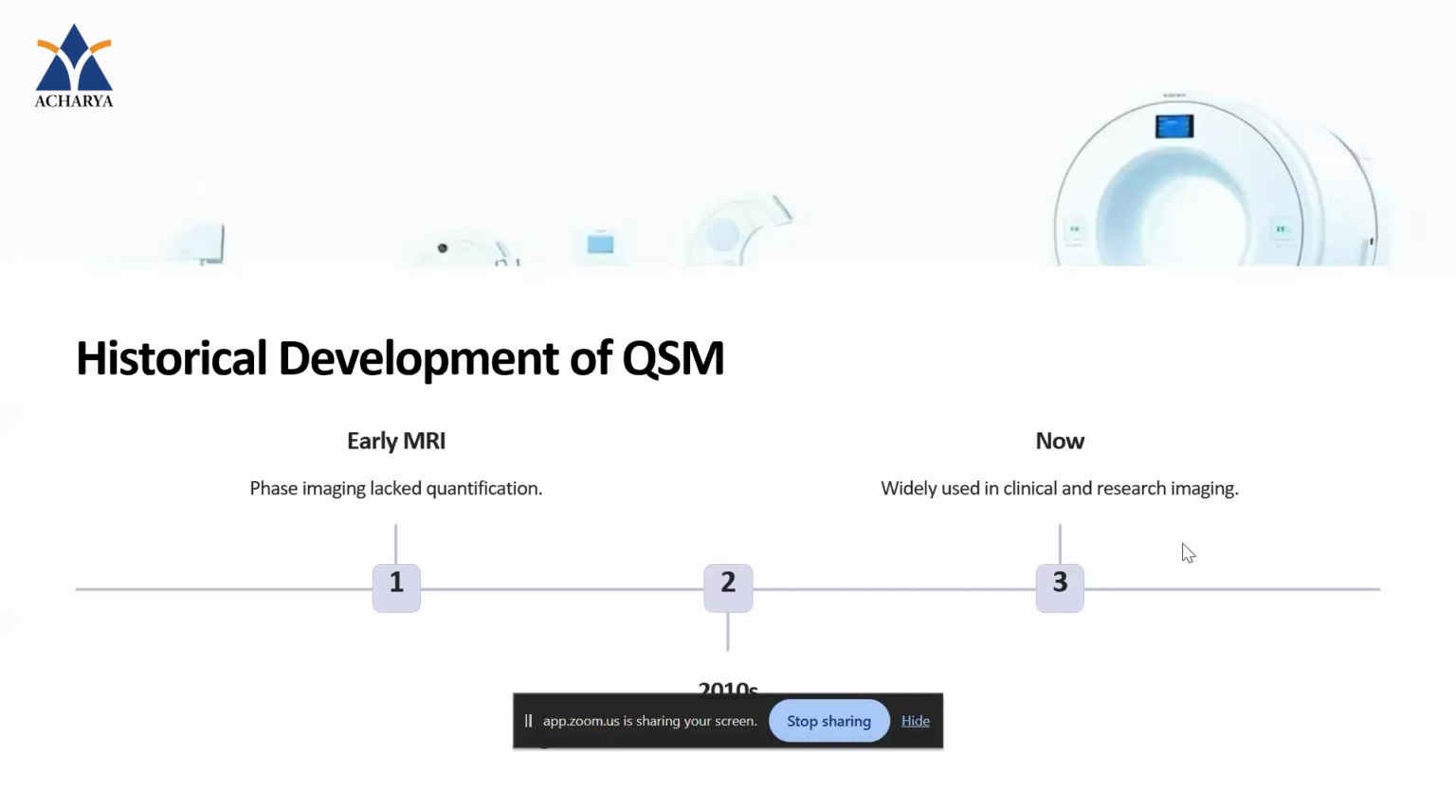So today we are using QSM. It is widely used in clinical and research imaging. This technique helps to diagnose different types of diseases like neurodegenerative diseases, assess hemorrhage, and also evaluate iron and calcium deposits. This is about the historical development, how QSM came into use.